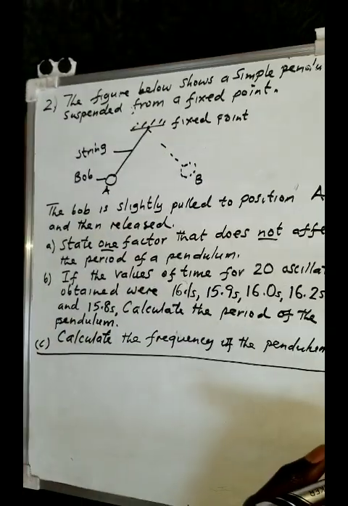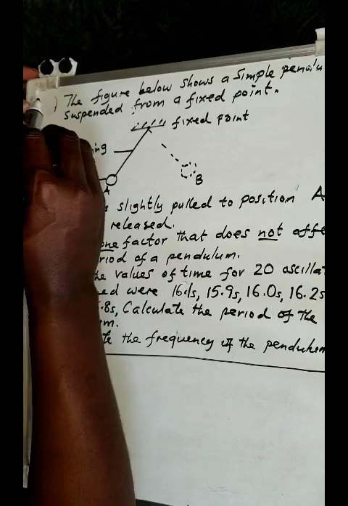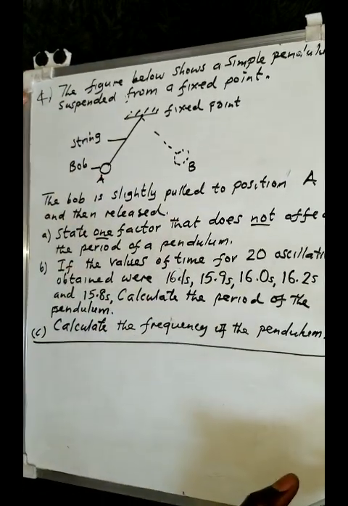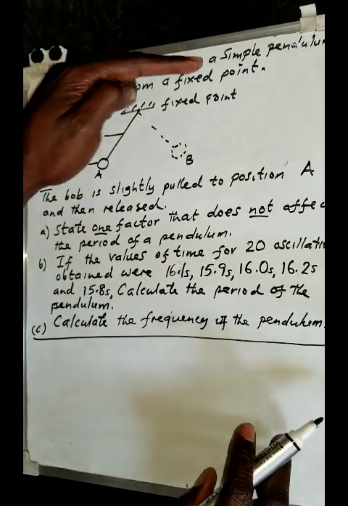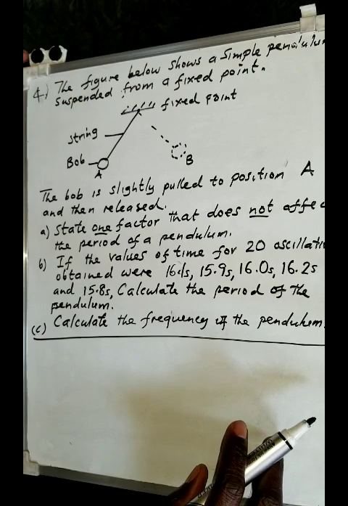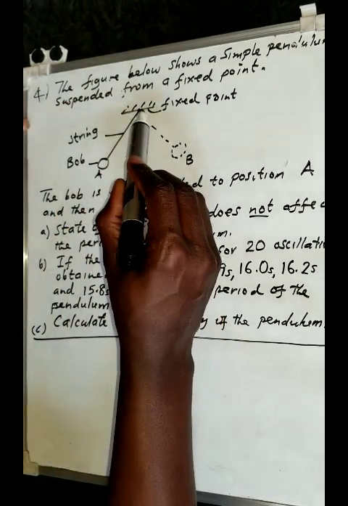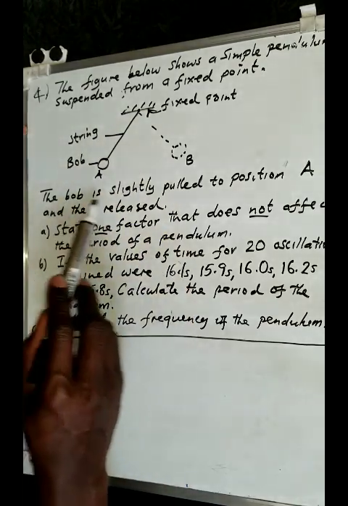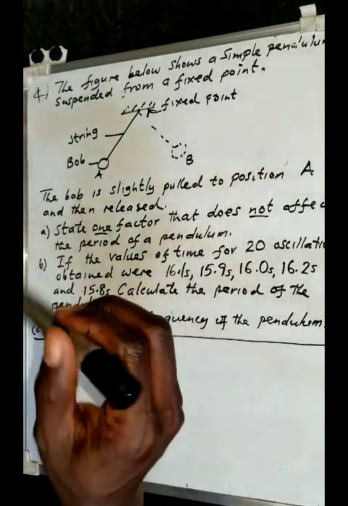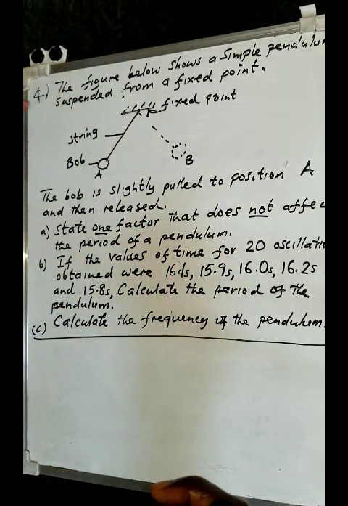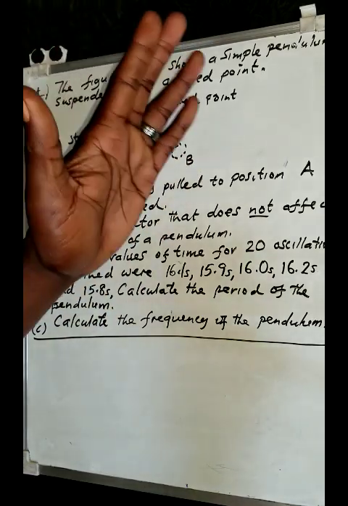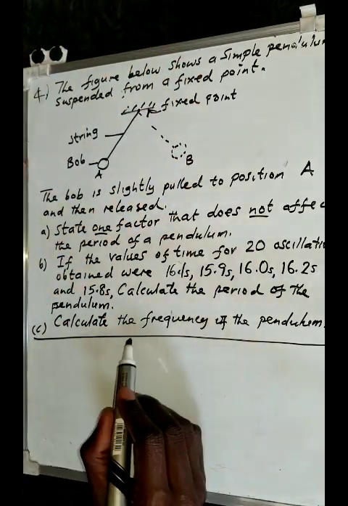Let's look at our last question for this discussion. And this is going to be question number 4. It says the figure below shows a simple pendulum suspended from a fixed point. So that's the fixed point there, which they have given you. The bulb is slightly pulled to position A, then released. So therefore it will start to swing.